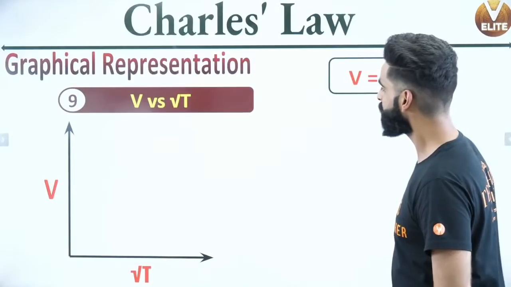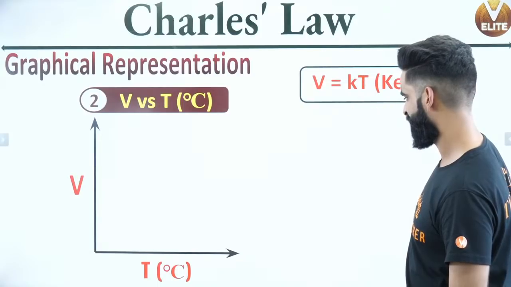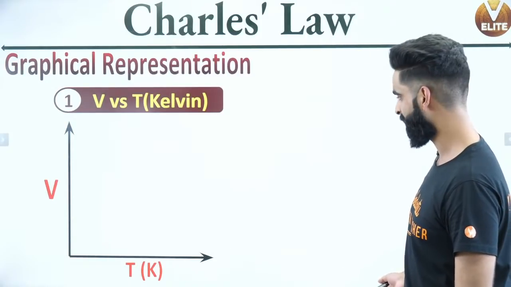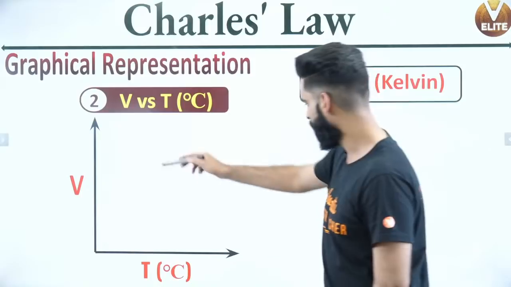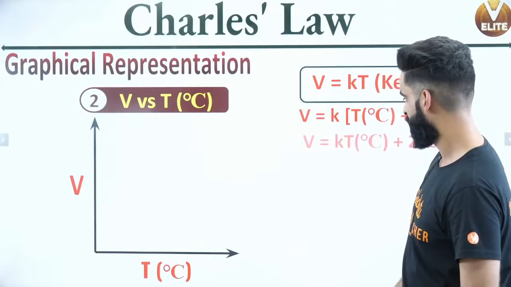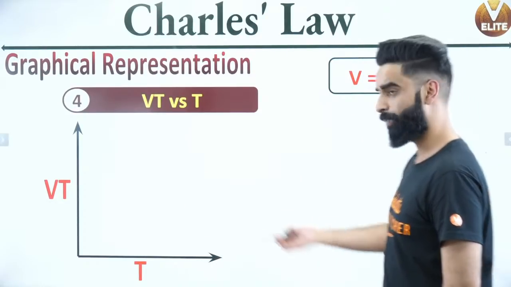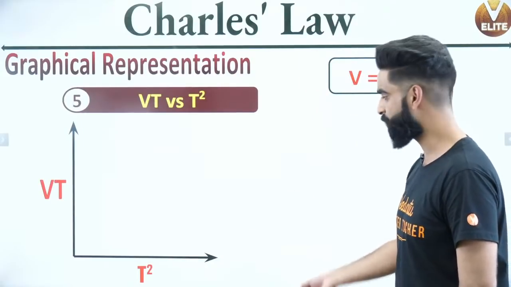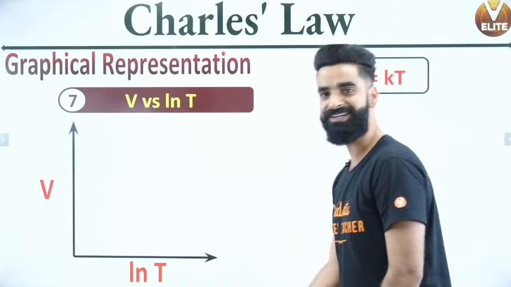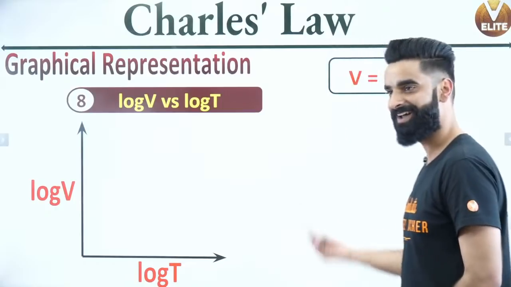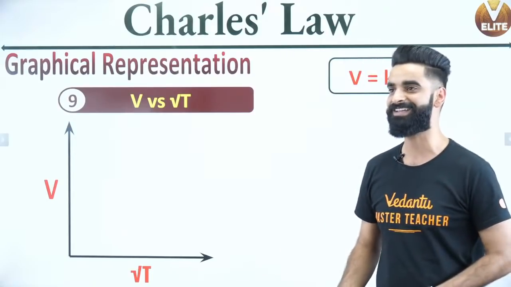Now, someone told me I have missed one graph in between. Tell me, which graph is that? First we started with volume versus temperature in Kelvin. Then we did volume versus temperature in degree centigrade. Then Vt versus T, then Vt versus T square, V versus 1 by T, V versus ln T, log V versus log T, and V versus root T. All the curves are discussed.